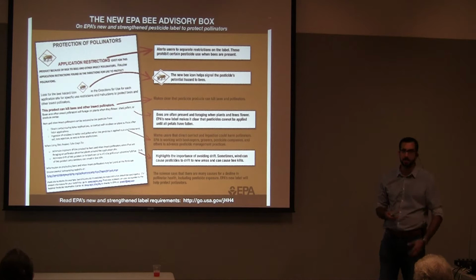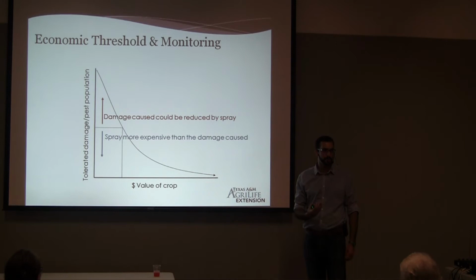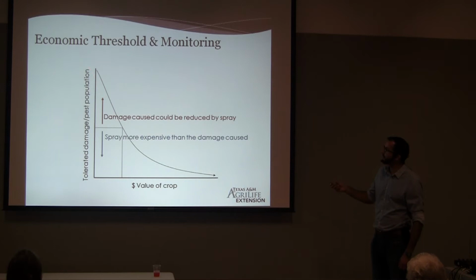And again, you only want to spray when you've reached a certain threshold. So this is looking at the value of the crop. It could be a dollar value, or it could be the sentimental value of that crop to you. And here is looking at how much damage you should actually tolerate, or at what rate you should then spray. Let's say your crop has zero value. That means you're going to tolerate a lot of damage before you do anything. If it's a very high-valued crop, if there's even the smallest amount of damage, you go out there and spray everything you've got. You want a happy medium between the two.